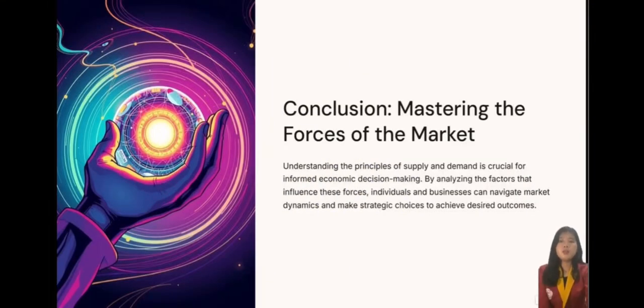Conclusions: mastering the forces of the market. Understanding the principles of supply and demand is crucial for informed economic decision making. By analyzing the factors that influence these forces, individuals and businesses can navigate market dynamics and make strategic choices to achieve desired outcomes.